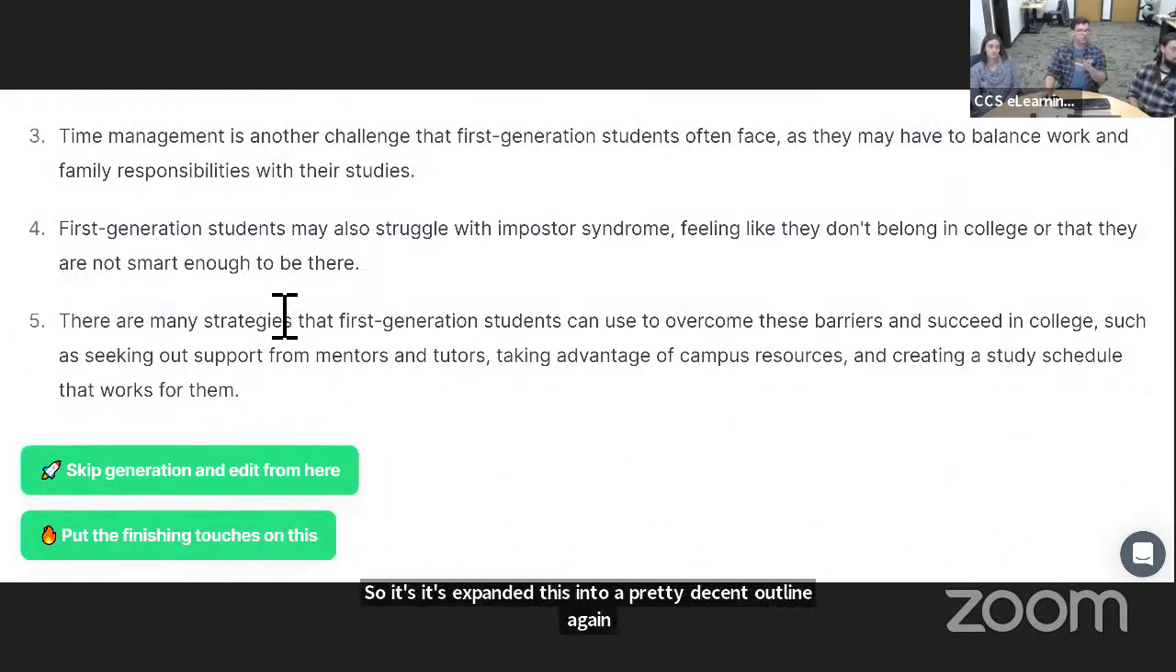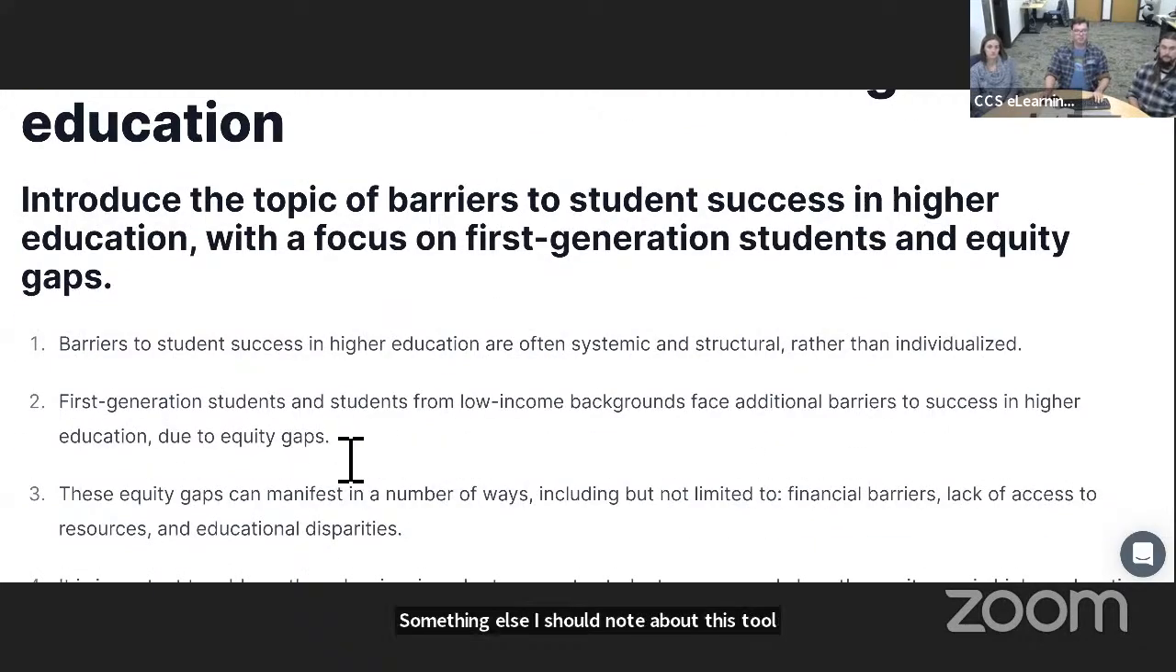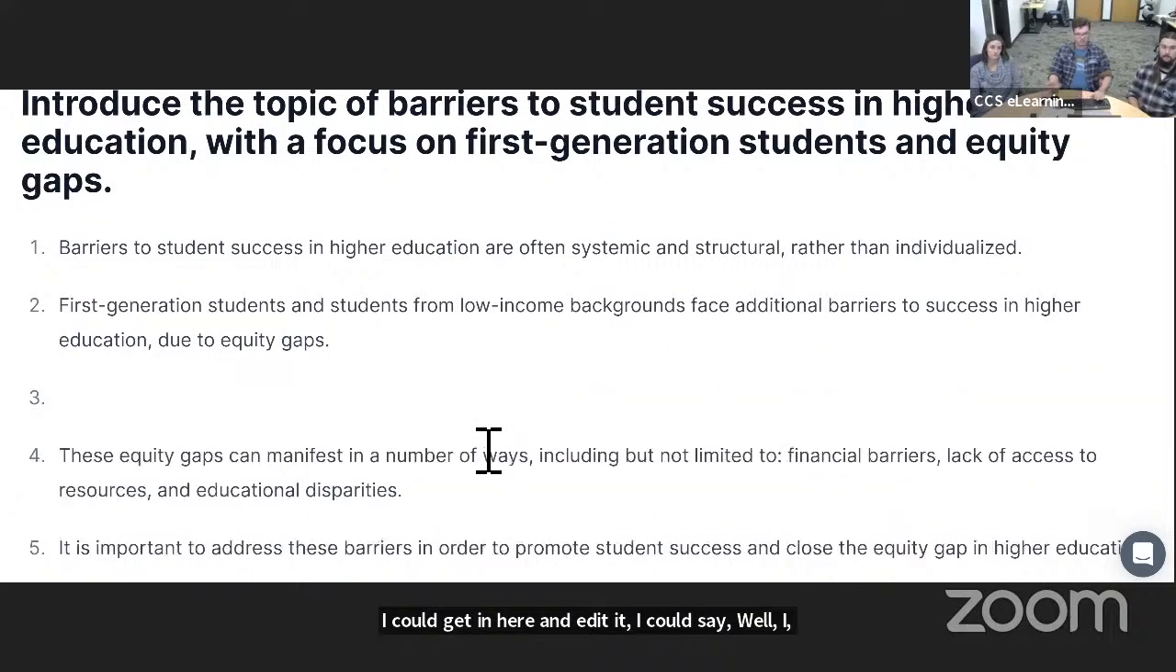Something else I should note about this tool is if I wanted to change one of these points, I could get in here and edit it. I could say, well, this is all great and everything, but maybe specifically I want to talk about, I don't know, challenges for rural students who don't have technology access. I could add that in here, and then it would continue generating based on that prompt as well.